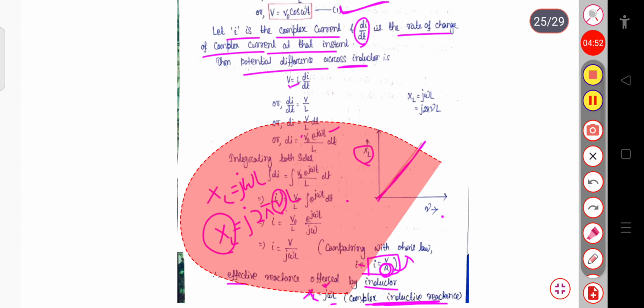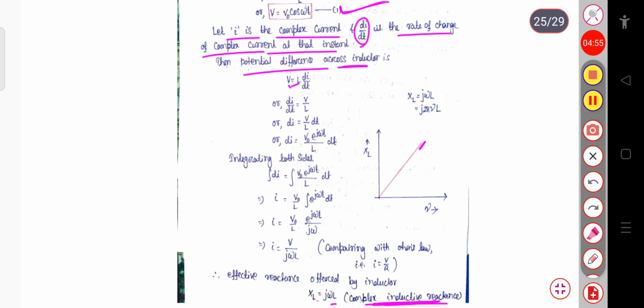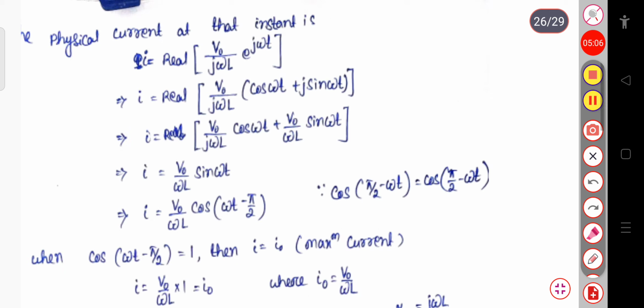Here you can see the current I equal to V by j omega L, where V equal to V naught exponential j omega t. We know I equal to V naught by L into exponential j omega t divided by j omega.